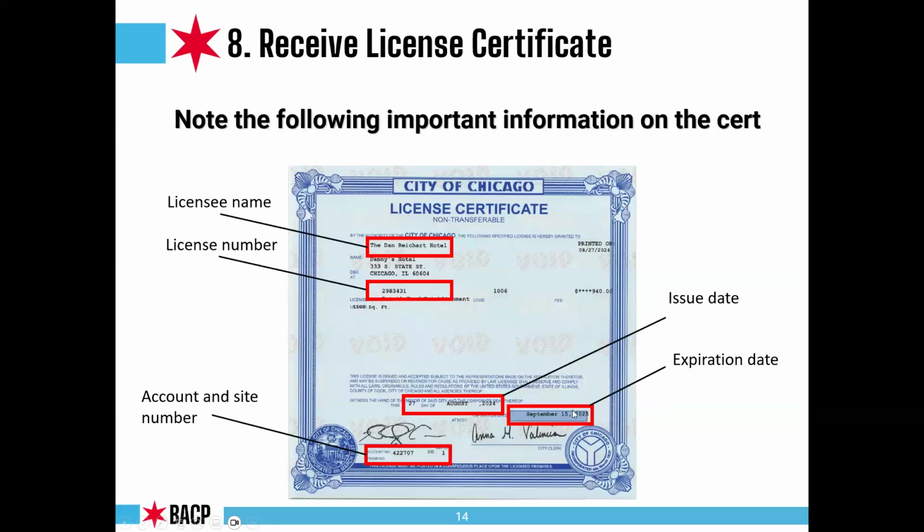And again, just to reiterate key information to keep top of mind: license name, license number, issue date, expiration date, your account, and site number.